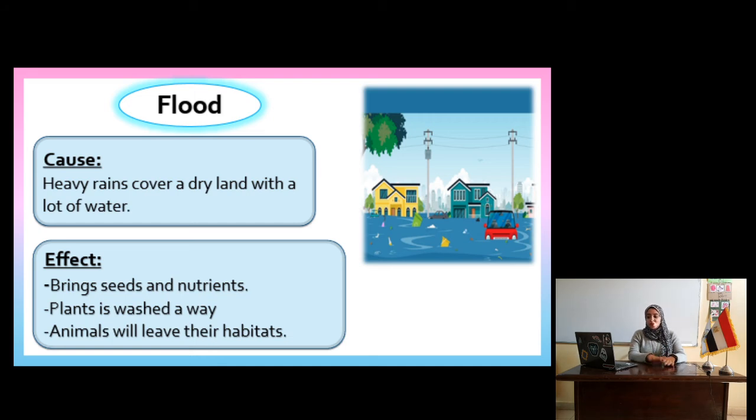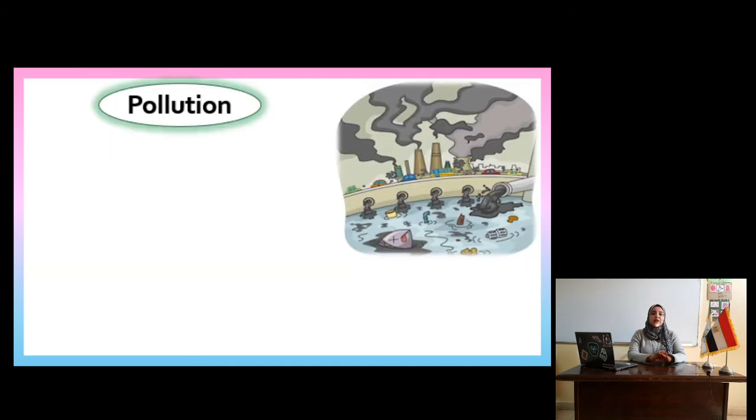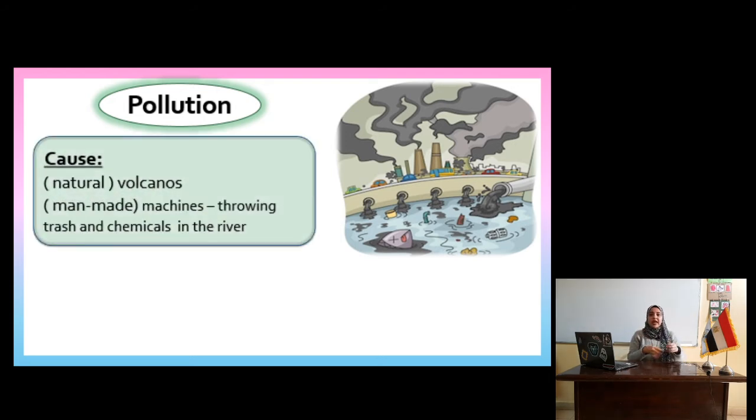So now with the last change, which is pollution. As we can see here, the cause can be two things: natural, we didn't do that, and man-made, that's the one we did. The natural is from volcanoes. You know the volcano? It produces very harmful things to the land and the air. So the volcanoes pollute the environment.